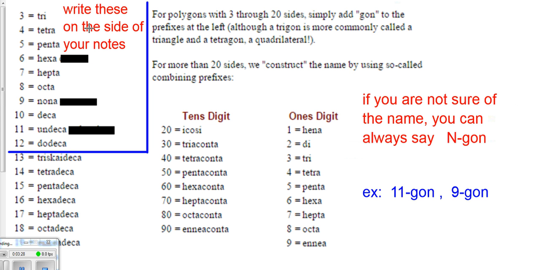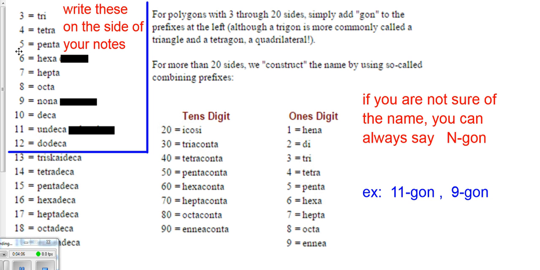So let's take a look at some naming of polygons. Don't write all of these, just write these ones on the side. So go 3 down to 12 and just write down some prefixes of these. So 3 has a prefix of tri, so like a trigon. We call trigons triangles. Those ones are kind of a different naming system. 4 sides on a polygon would be called a tetragon. Again, we call those quadrilaterals. Everything else after 3 and 4 does follow these rules though.